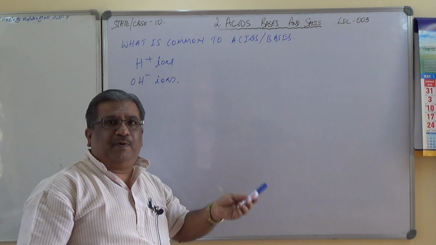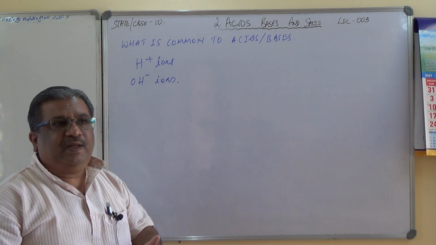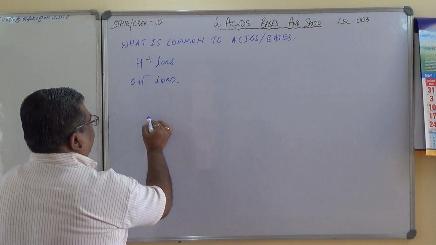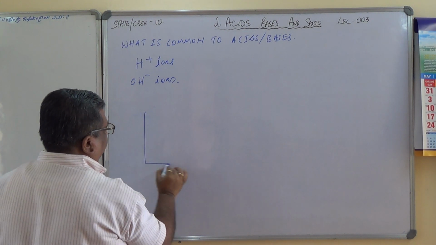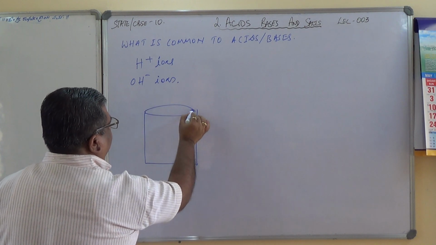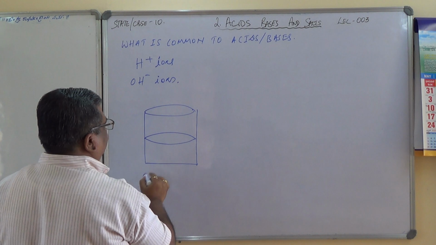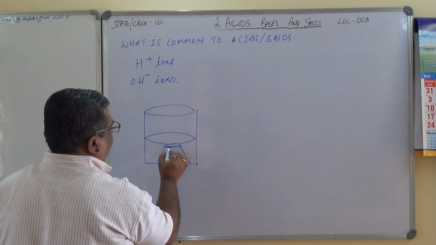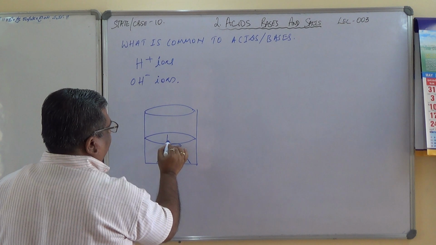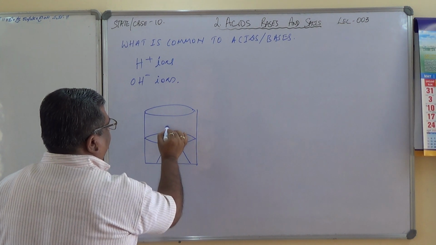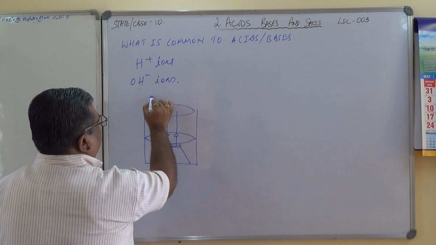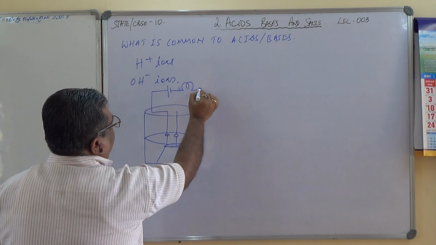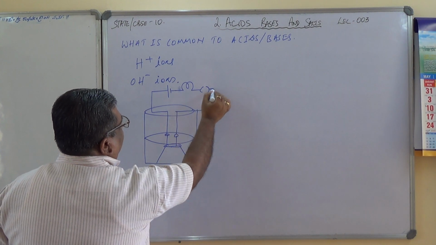As acids and bases both produce ions, the movement of ions causes the flow of electricity, the electric current, in acids and bases. So, if I take a small experiment over here, something like this, it's a beaker, and this is a cork here. Two nails can be taken, and connect a battery and a bulb and a switch, and switch on.